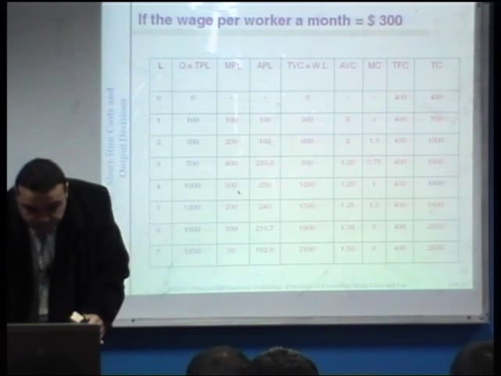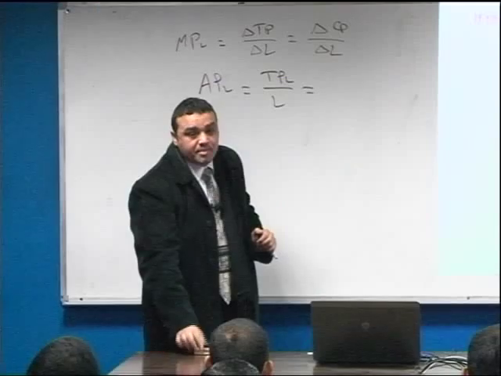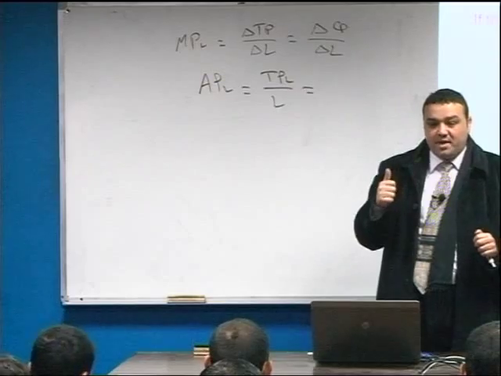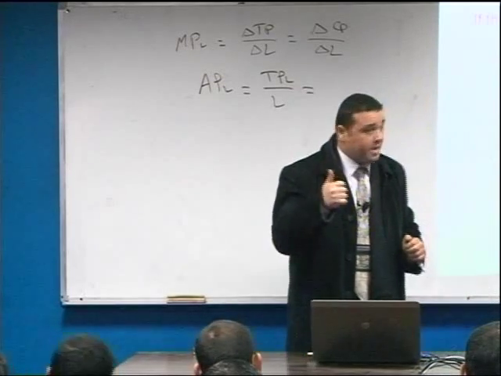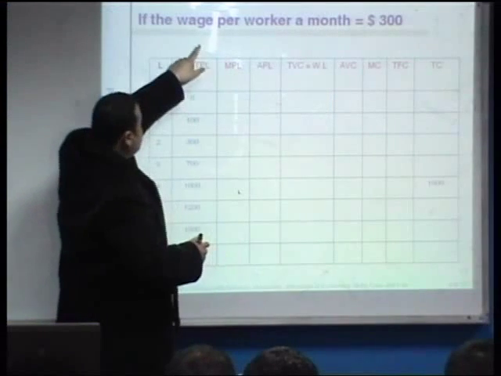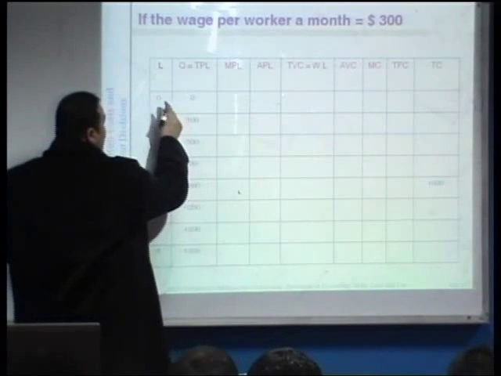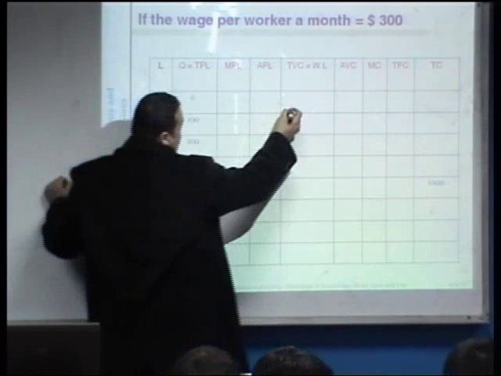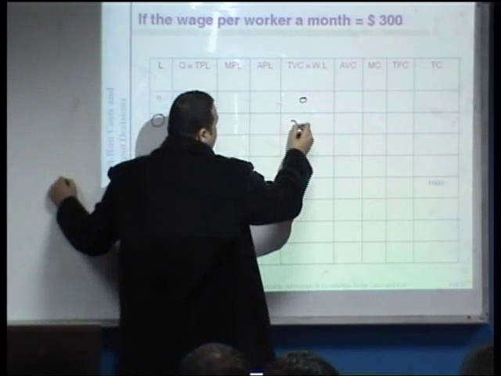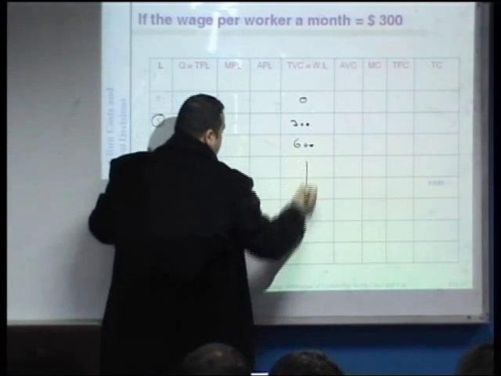What about the TVC? As we mentioned, if we have only one variable factor in the short run, which is the labor, TVC equals W times L. So in the first case, the wage equals 300, and 300 times 0 equals 0. 300 times 1, 300. Then 600, and so on.